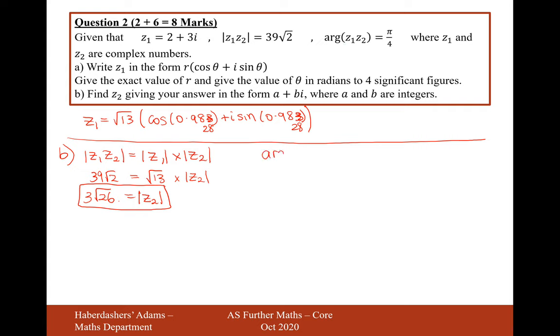Now the rule for the argument is if I've got the argument of z1 z2, the way I can calculate that is just by adding the two arguments instead. So arg z1 plus arg z2. I don't know what the argument of z2 is, but I know what the argument of z1 z2 is. That's pi by 4, and this is going to equal 0.9828. I'll leave that as exact on my calculator, plus arg z2. So I'll subtract the 0.9828 onto the other side, or I'll go back up to that tan calculation and do pi by 4 minus answer.